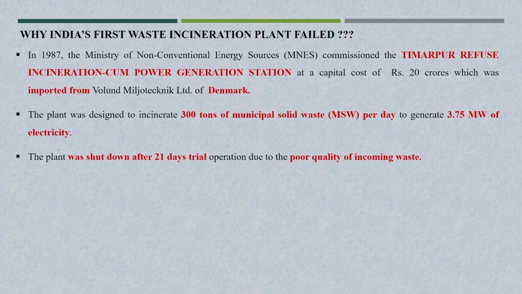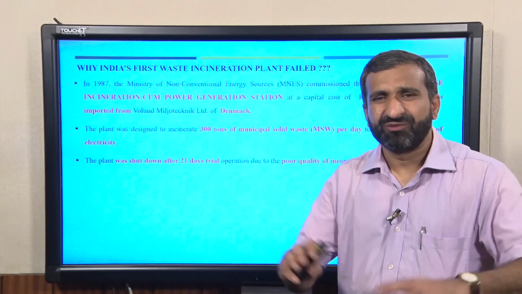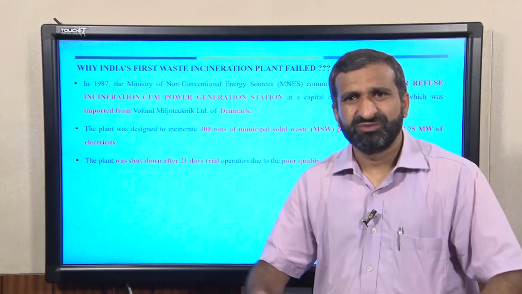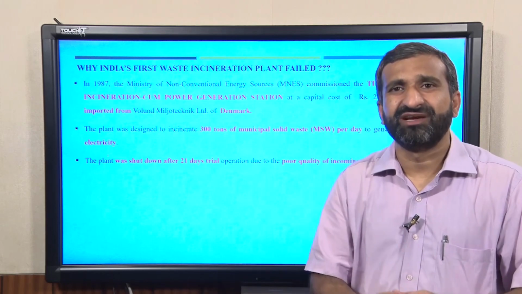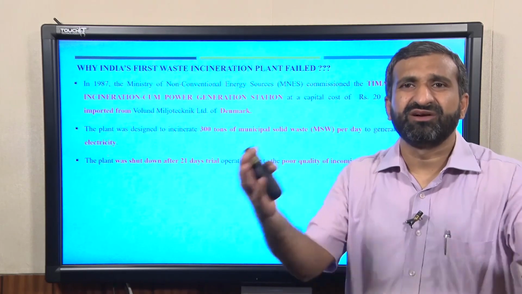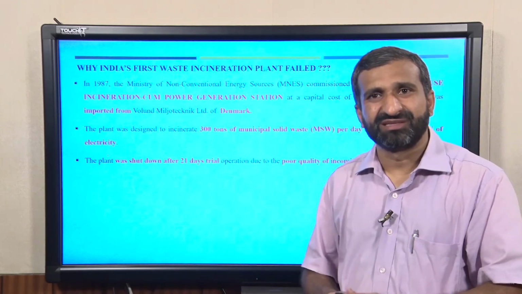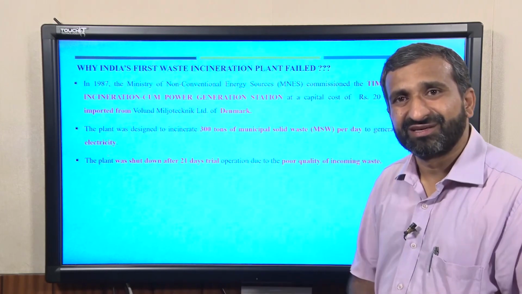Now you understand that in 1987 only the first waste management rule had come up. There was no proper segregation, and even the corporations had just started figuring out how best to collect the waste, and the entire commingled, mixed waste was put into the incineration process. So, after the 21-day trial, I think they shut down the plant.